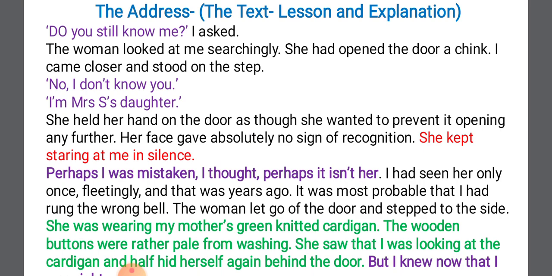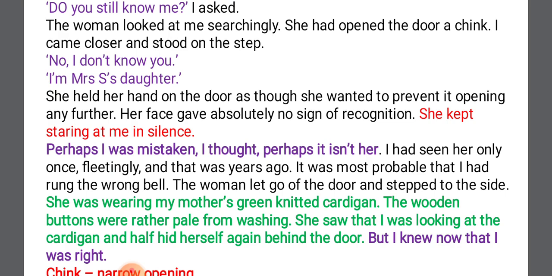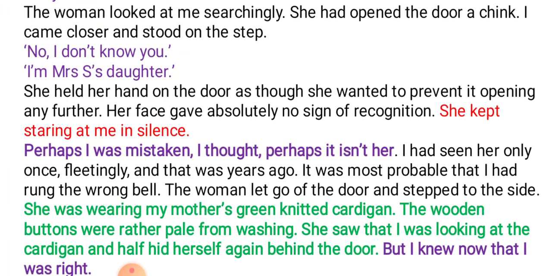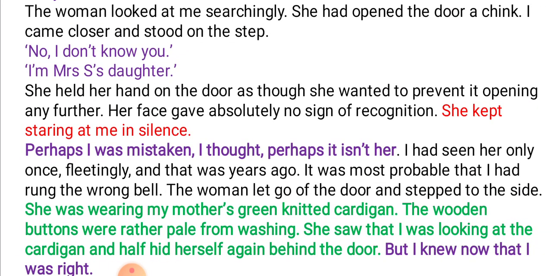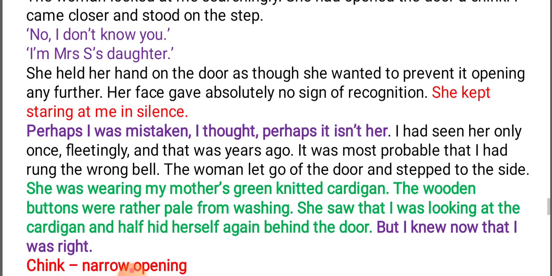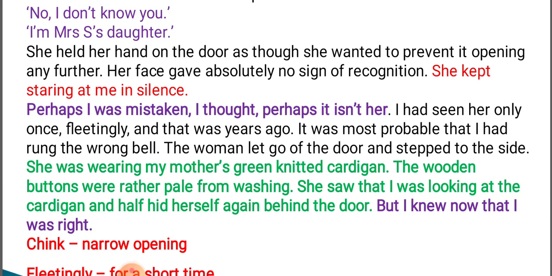"No, I don't know you." "I'm Mrs. S's daughter." Okay, Mrs. S's daughter. Now she held her hand on the door as though she wanted to prevent it opening any further. She kept staring at me in silence because she was actually deliberately behaving in such a way as if she couldn't recognize her, isn't it?